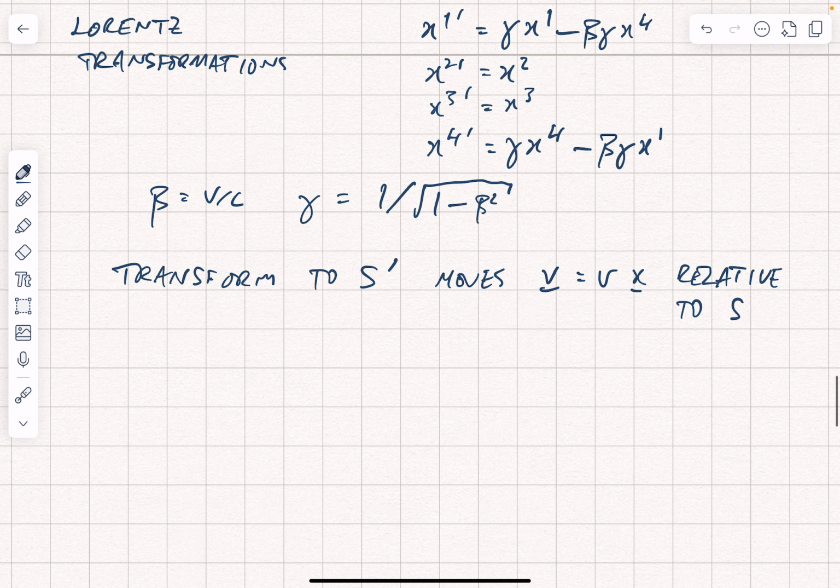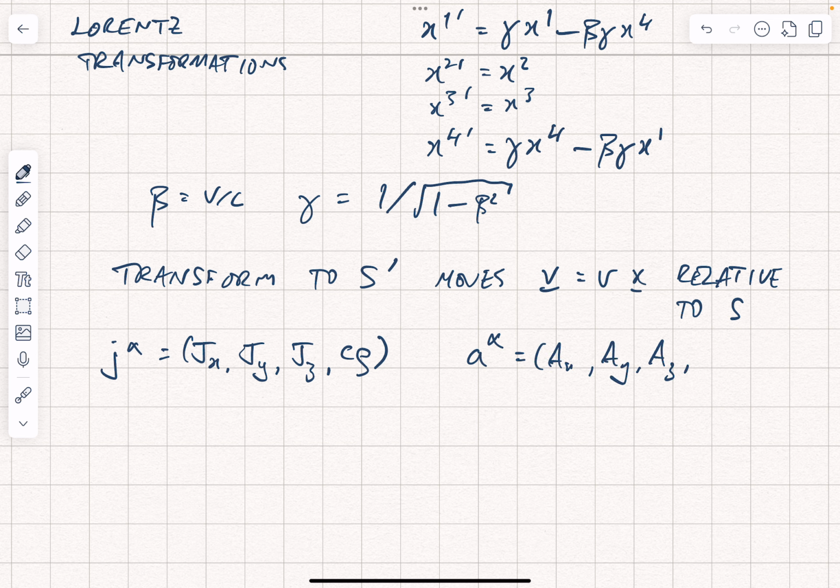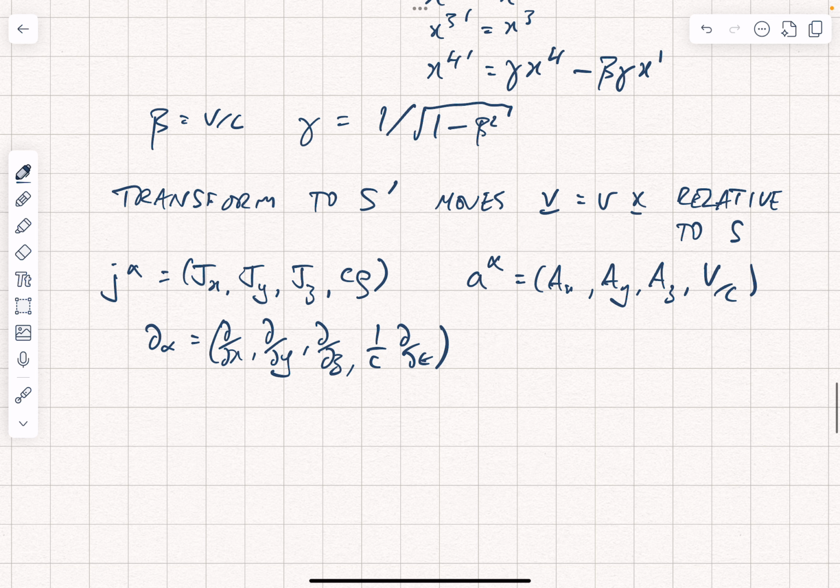We then introduced a few other four vectors. The current charge density four vector, J alpha, which is simply Jx, Jy, Jz, and c times rho. The potential four vector, which is Ax, Ay, Az, and V over c. There's also the covariant differential, d alpha, which is d by dx, d by dy, d by dz, and 1 over c, d by dt. And from this, you can do various things.